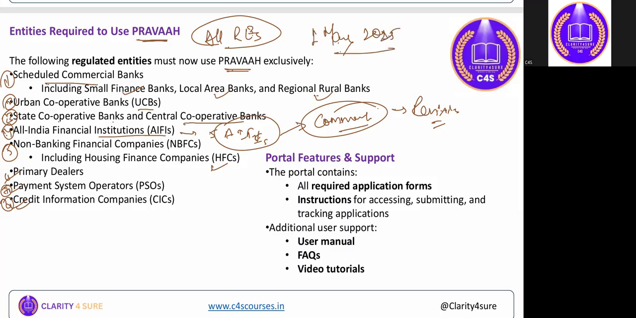2025. Just keep in mind, they can ask a question in phase 1 in the elimination method. They will give you 5 options and one option would not be there, and you have to mark the incorrect one. So keep in mind especially the payment system operators, credit information companies, and the primary dealers. The rest you can guess, right? See the features of the portal. The portal contains all the required application forms and instructions for accessing, submitting, and tracking. These are the features provided in this portal.